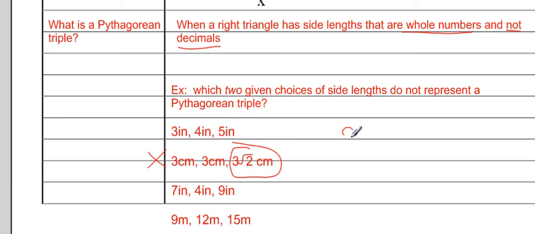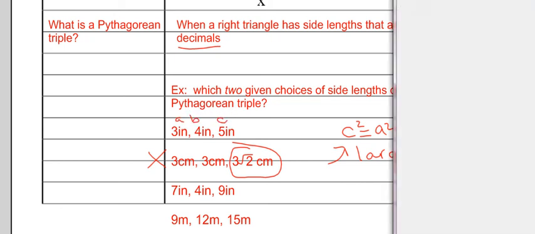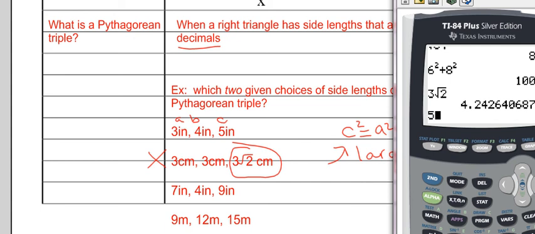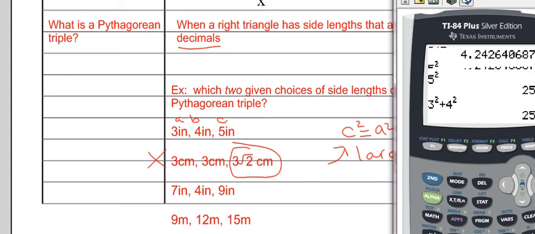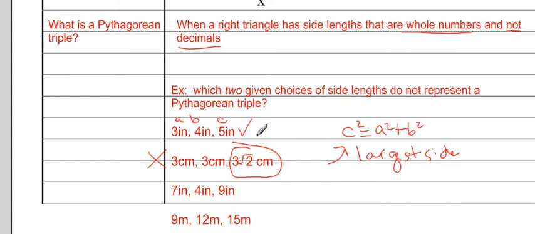For all the other ones, we're checking to see when does c squared equal a squared plus b squared. And remember, the c is the largest side. So I would check to see if, I'll call these a, b, and c, I would check to see if c squared, which would be 5 squared, does that equal a squared plus b squared, or 3 squared plus 4 squared. And since these are whole numbers and c squared equals a squared plus b squared, this one does.